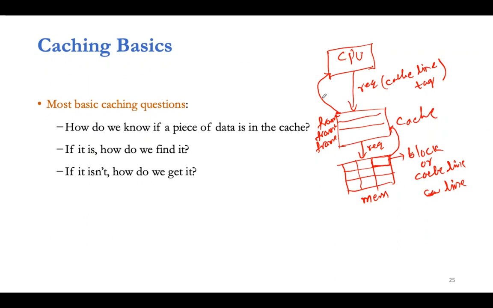From this, questions arise in caching. First, how do we know whether a piece of data is in the cache or not? Second, if the requested data is in the cache, how do we find it, whether it is in frame 1, frame 2 or frame 3? Another question: if the requested cache line is not in the cache, how do we get it from the main memory?